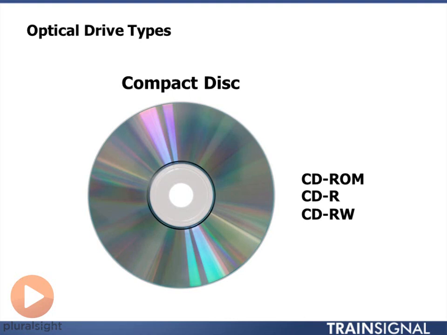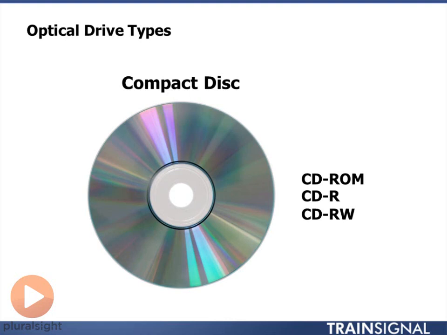We have CD-R, and the R stands for recordable, and that means that you can what's called burn information onto the CD, or you can record onto the CD, but you can only do it once. Once it's been recorded to, that's it. It essentially goes from being a CD-R to becoming a CD-ROM, right? Because it's been burned to, written to, recorded on, and finalized, which means that's it. It's done.